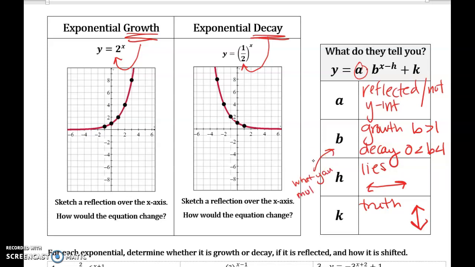I'm trying to write really small. b is what you multiply by when you're graphing an exponential function from a table. We skipped two parts on this question. It says sketch a reflection over the x-axis. Remember, that's your x-axis. So a reflection would look like this, and a reflection would sort of look like this. How would the equation change in both of these? a started as a positive number. Now a is going to be a negative number on both of these.